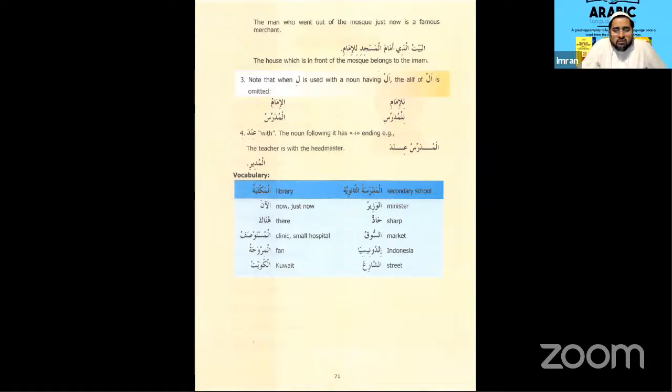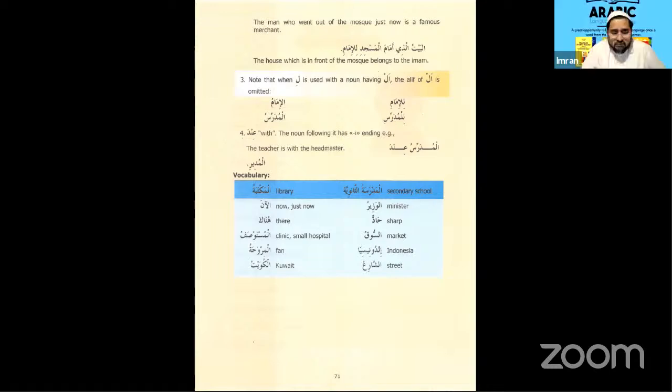Note that when lam with kasra is used with a noun having alif lam, the alif of the alif lam is omitted, like lil imami from al imamu. Lil mudarrisi, al mudarrisu. Originally it was al mudarrisu, but when li comes, the alif is dropped and it becomes lil mudarrisi.